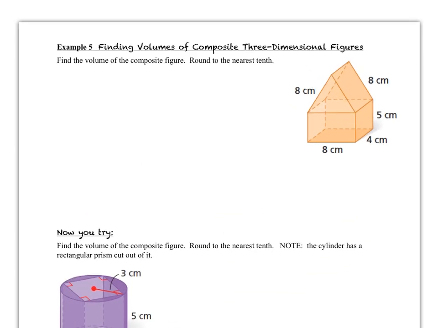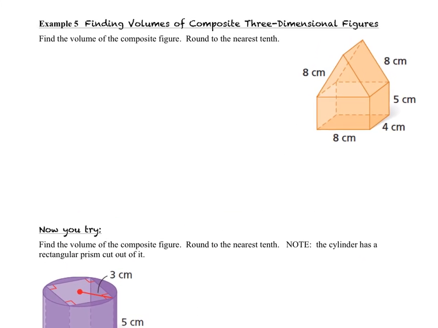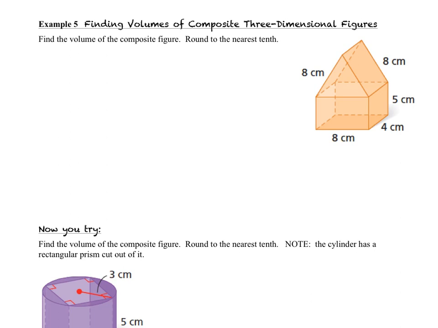Example 5 is the last example in our lesson, and here we're finding volumes of composite three-dimensional figures. The instructions read, find the volume of the composite figure and round to the nearest tenth. What we see is a rectangular prism topped by a triangular prism. So we're going to find the two volumes of the two different types of prism and add them together for a total volume.